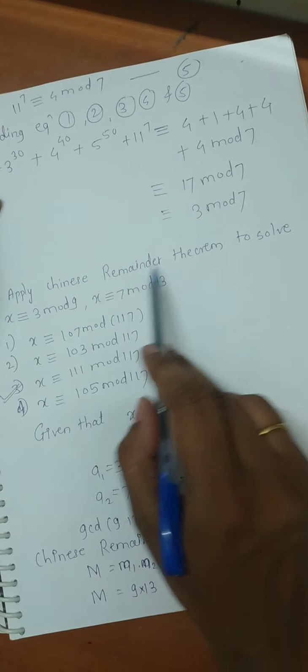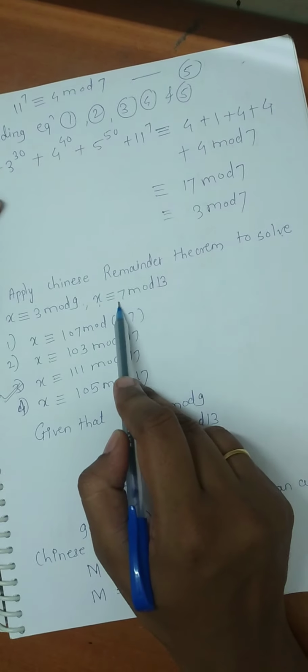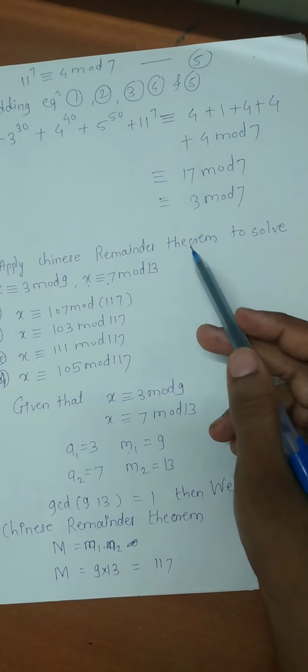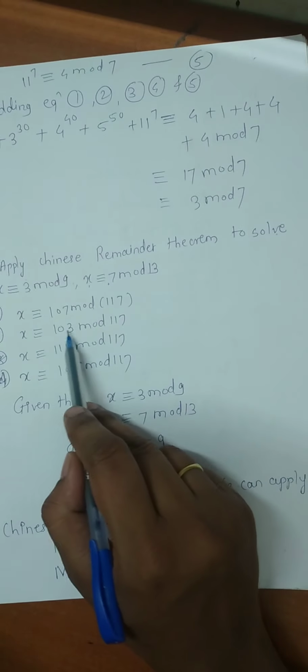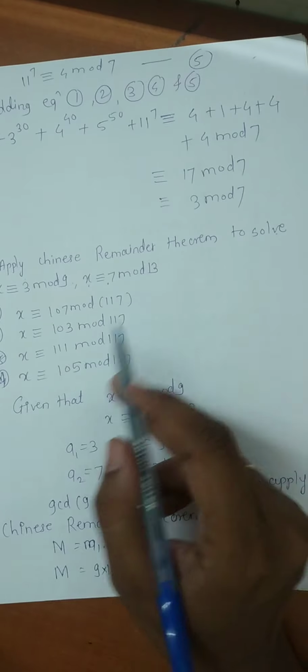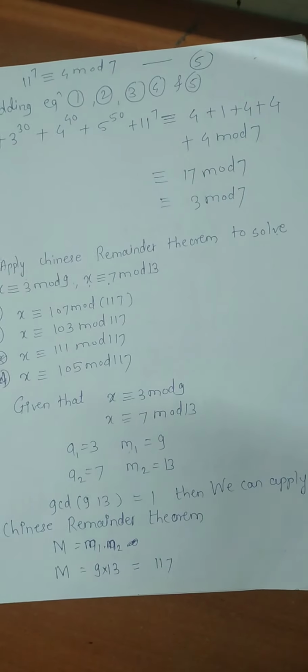Next example. Apply Chinese remainder theorem to solve x is congruent to 3 mod 9 and x is congruent to 7 mod 13. So there are 4 options. X is congruent to 107 mod 117, x is congruent to 103 mod 117, x is congruent to 111 mod 117, x is congruent to 105 mod 117. So which one is the correct option?